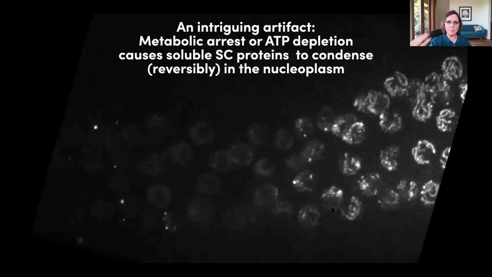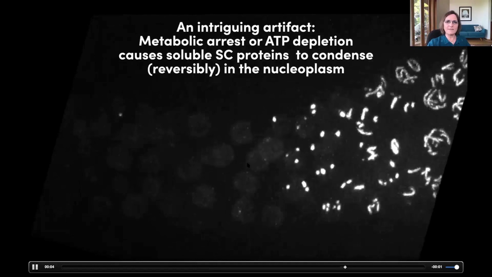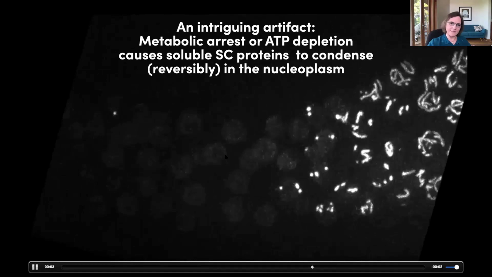in which the worms underwent this arrest. And we saw this weird phenomenon that we didn't really understand, in which the SC proteins, which were soluble in the nucleoplasm, would suddenly start to form aggregates in the nuclei.